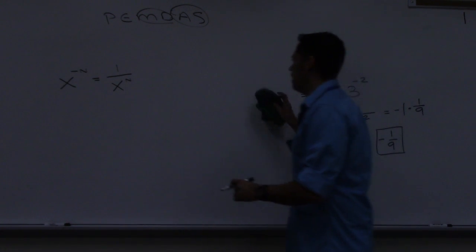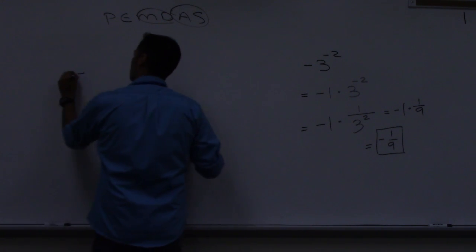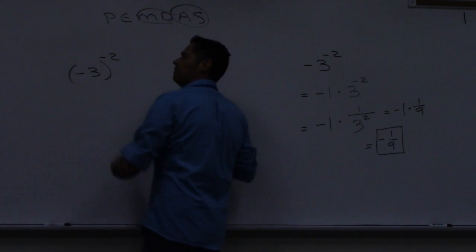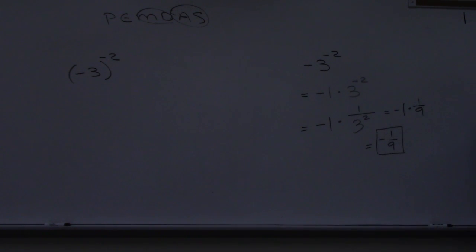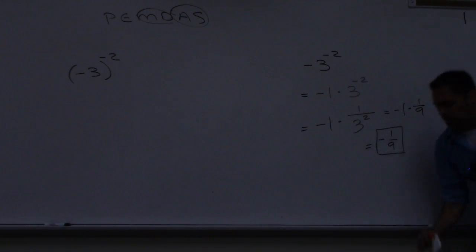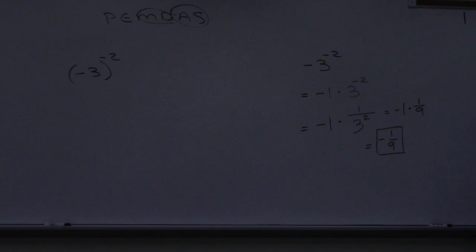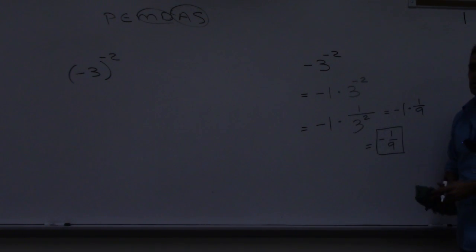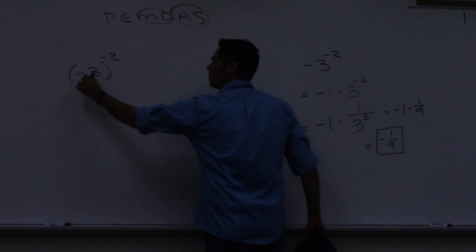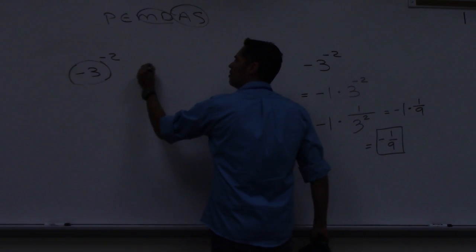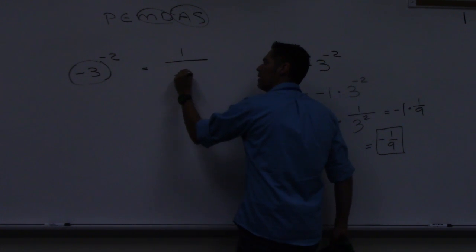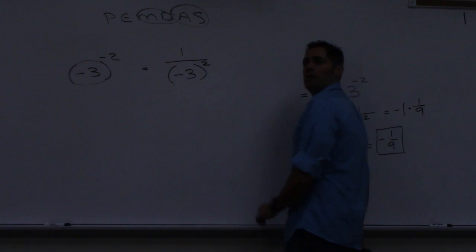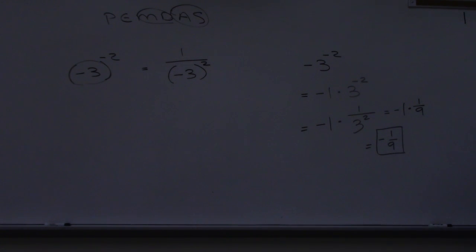What would the difference be between that and this? Big difference? We wouldn't be able to peel that -1 out like we did before, right? The whole thing is raised to -2. So the x that we would have in that property is the whole thing. So I could rewrite this as 1 over negative 3 squared, right? I could do that. Do you agree with that? And what's that? 1/9.